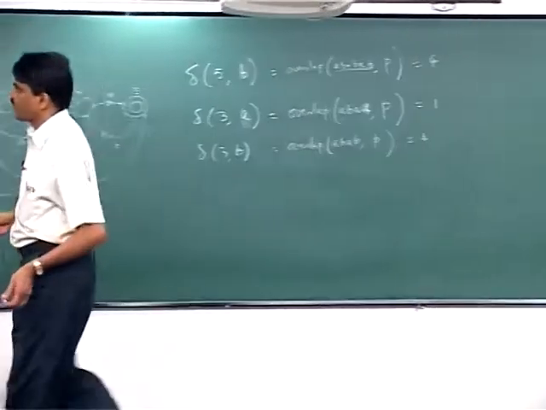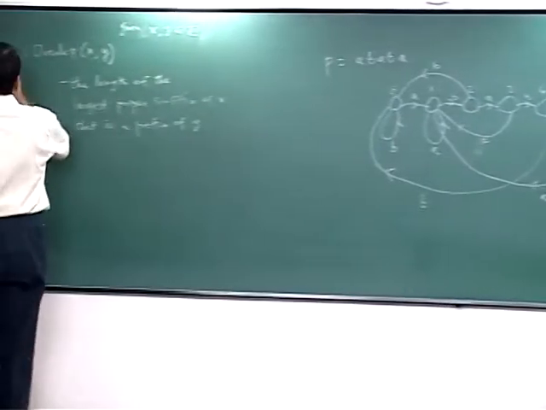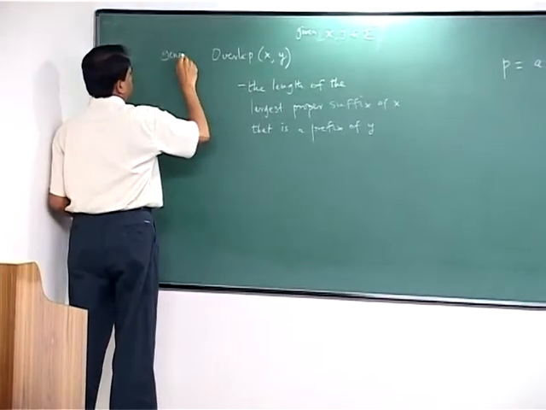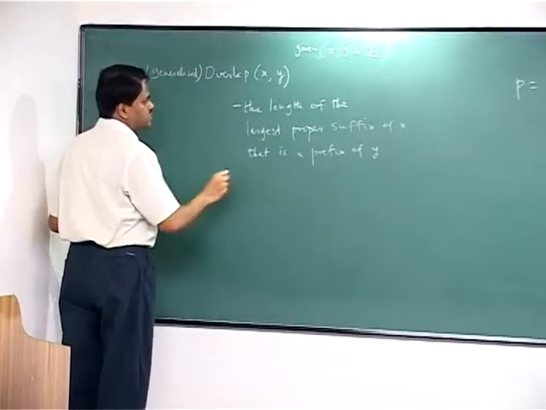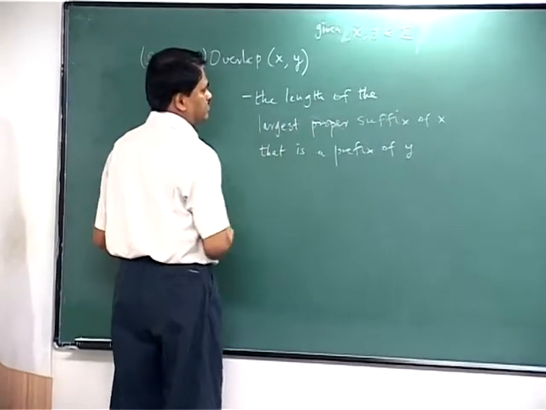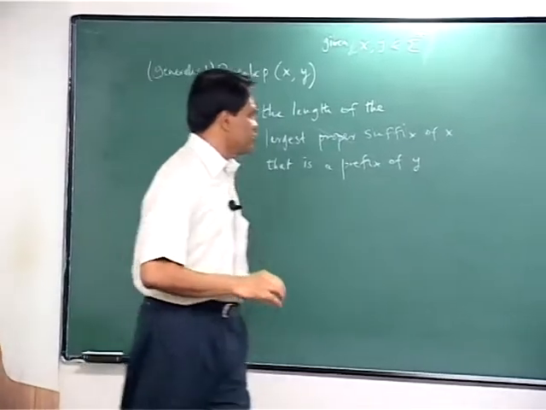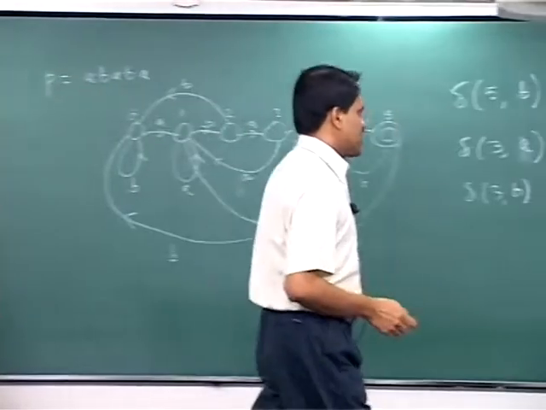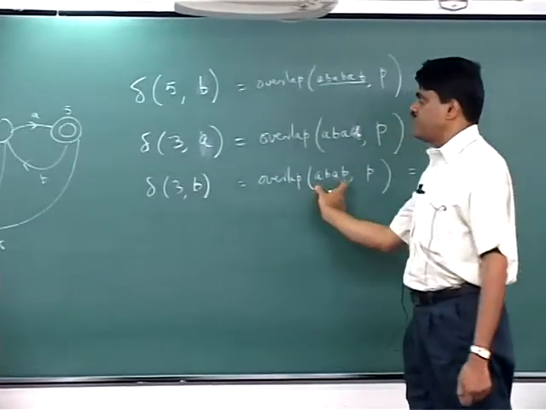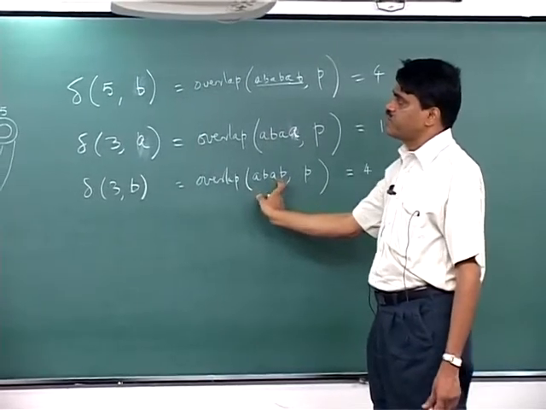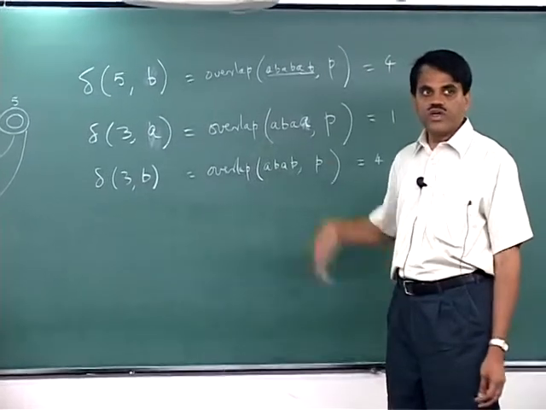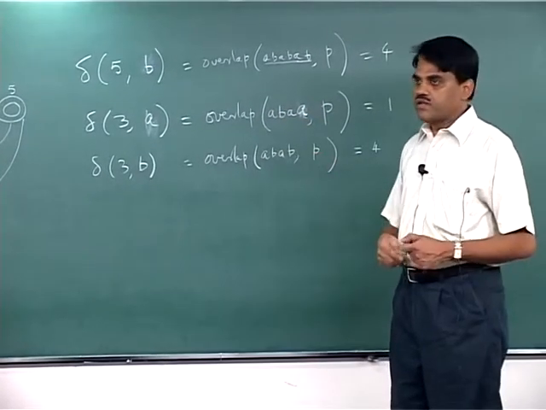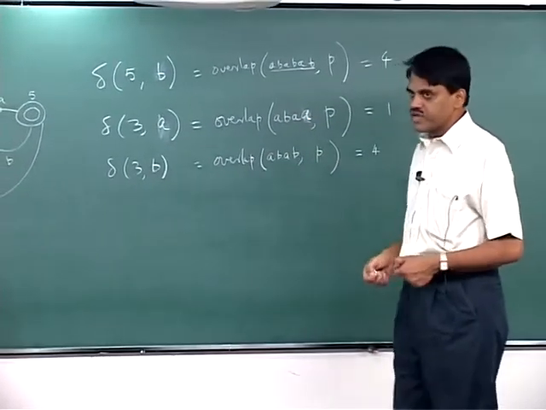So if I ask for generalized, then I am just looking for the largest suffix that is a prefix. So, in this case the largest suffix AB is a prefix of the pattern, and so it is 4. So, you can verify actually the computation of the transition function.